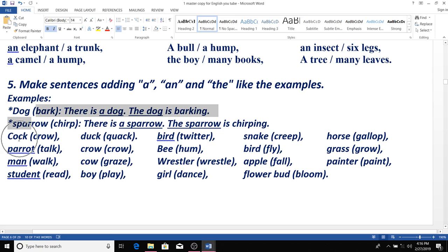There is a sparrow and the sparrow is chirping. There is a cock and the cock is crowing. There is a parrot and the parrot is talking. There is a man and the man is walking. There is a student and the student is reading. There is a duck and the duck is quacking. There is a crow, the crow is crowing. There is a cow and the cow is grazing.